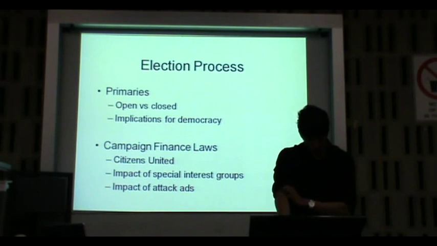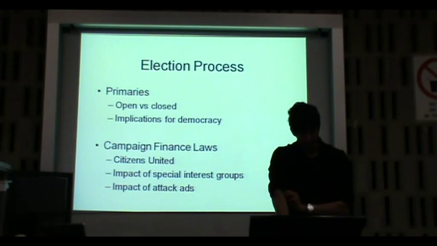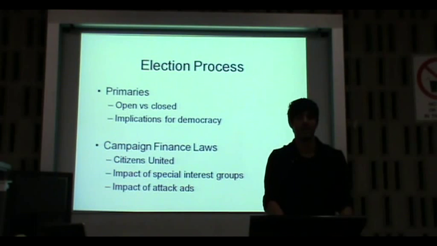So, let's look now at campaign finance laws. Okay, so I've referenced Citizens United here. Does anyone know anything about the Citizens United case? So that was a ruling in the Supreme Court. Anyone have any idea? Okay.